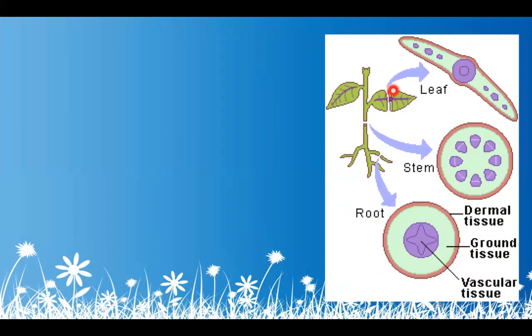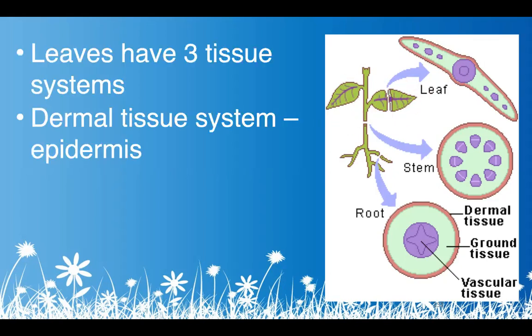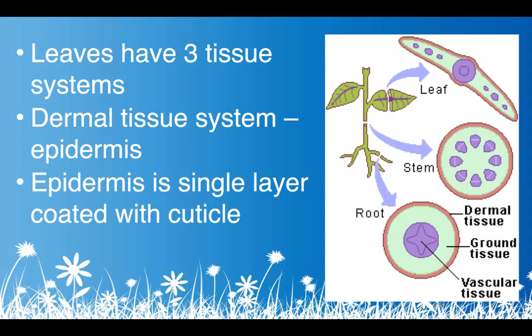The vascular tissue in the leaf is going to be a little bit different. You've got the main vein going through the middle of the leaf. And of course, you've got the veins, depending on if it's a monocot or dicot. This is obviously a dicot because it's got branched venation and not parallel venation. So the epidermis is a single layer that's coated with the cuticle.